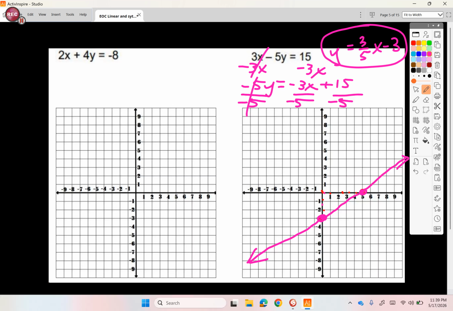Same rule applies here, right? If that was an inequality, that would get flipped because your y term is negative. So instead of shading above, you would be shading below.